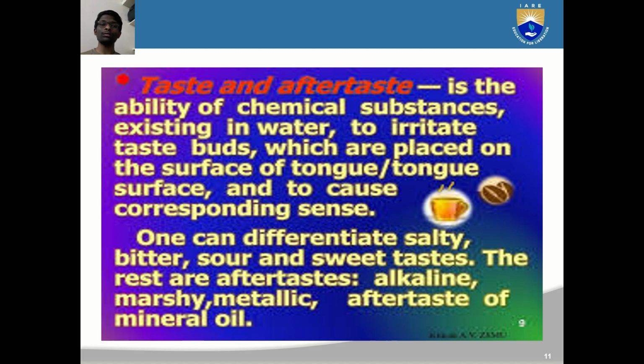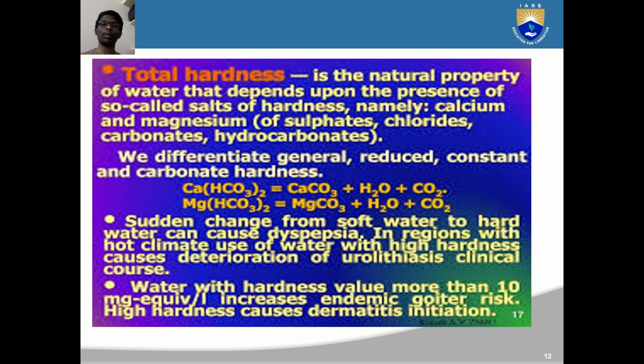Coming to hardness of water, it plays an important role in determining the freshness of water. Total hardness is the natural property of water that depends upon the presence of so-called salts of hardness, namely calcium and magnesium sulfates, chlorides, carbonates, hydrocarbonates. We differentiate general, reduced, constant, and carbonate hardness. Calcium bicarbonate, written as Ca(HCO3)2, gives CaCO3 plus H2O plus CO2. Mg(HCO3)2 gives MgCO3 plus H2O plus CO2.